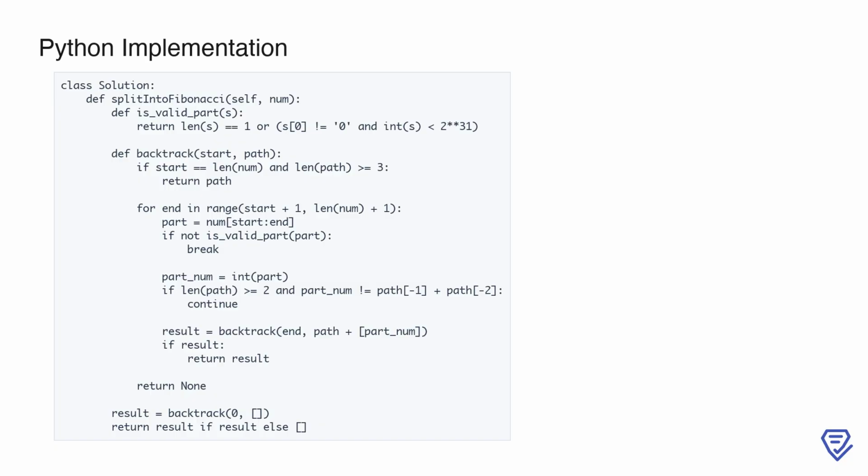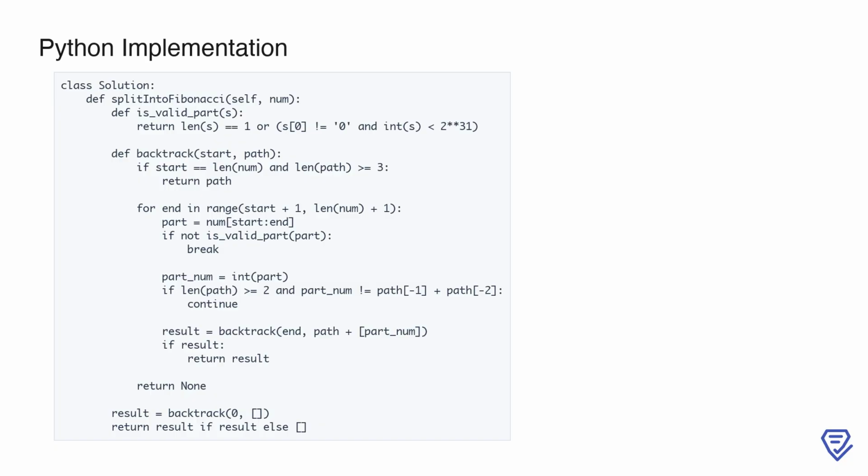The backtrack function recursively attempts to build the Fibonacci sequence. It starts by iterating from the current start position, extracting substrings part up to the end position. If the substring is not valid, the loop breaks early for efficiency. The integer value of the substring, part_number, is then checked against the Fibonacci property. If the last two numbers in the path exist, their sum must equal part_number. If the condition fails, the loop continues.